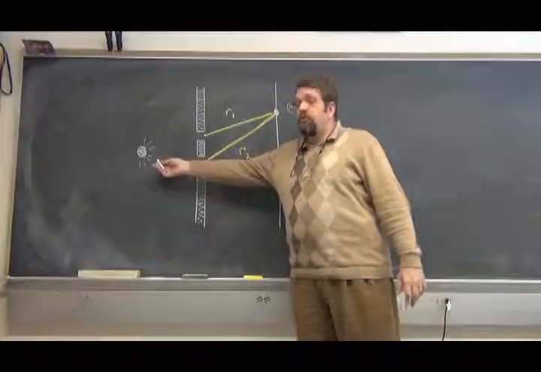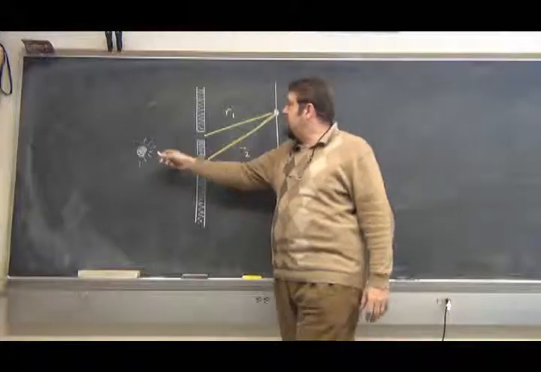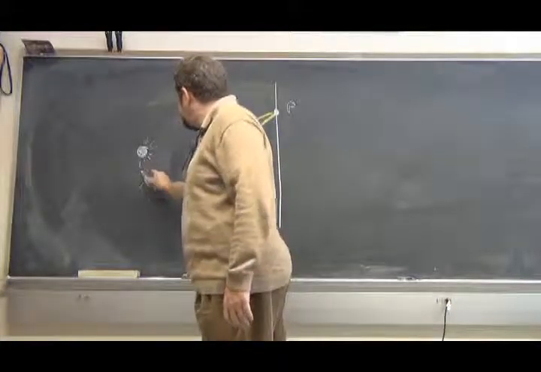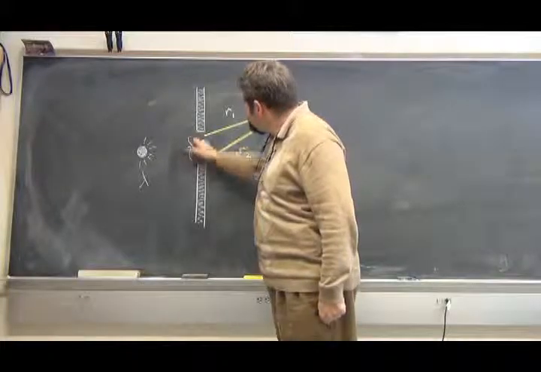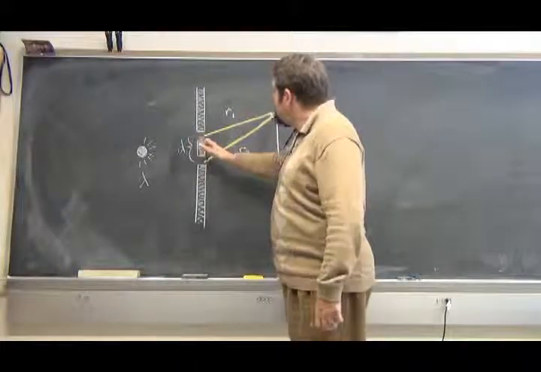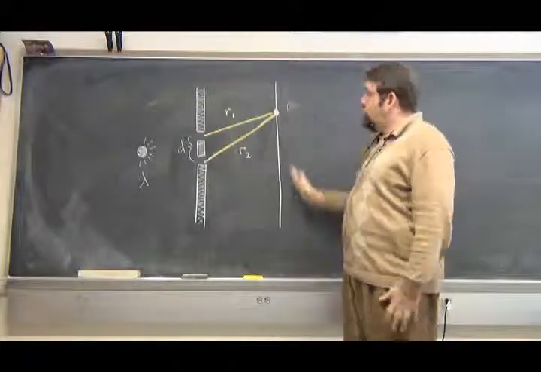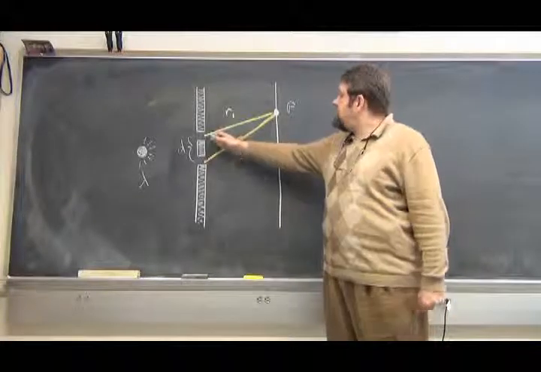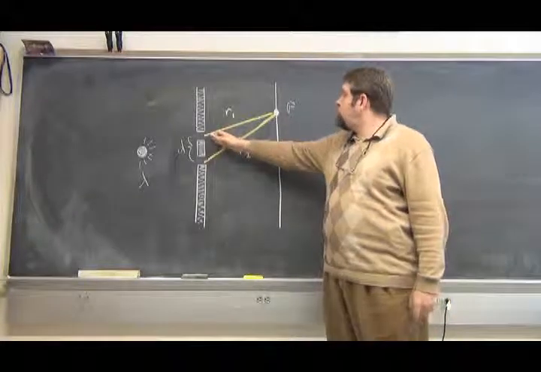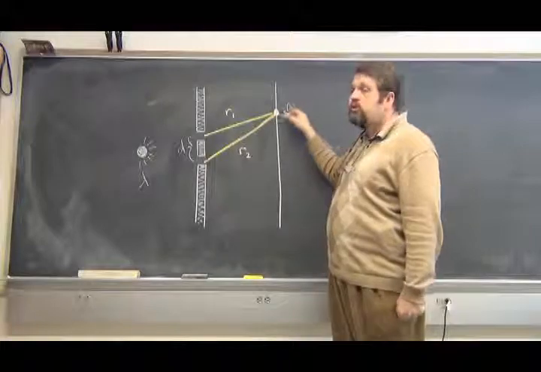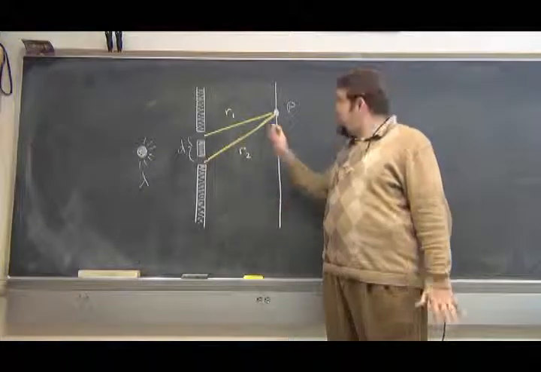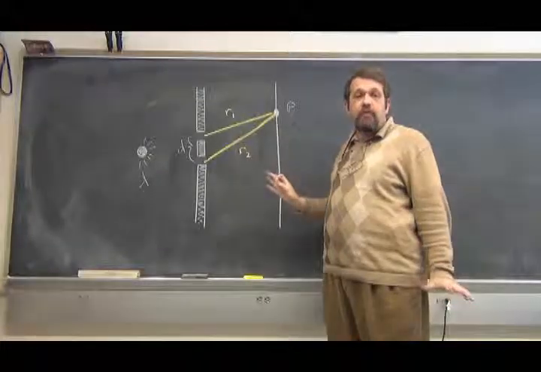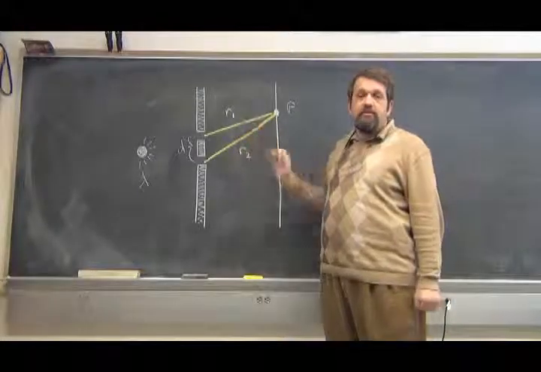We have light from a source of a particular wavelength lambda passing through 2 slits. The 2 slits are separated by a distance d, and then they shine onto a distant screen, so the light from each slit goes through a distance r1 or r2 to reach P. Now, the key thing for the 2-slit interference pattern, you'll recall, is the difference in these distances.